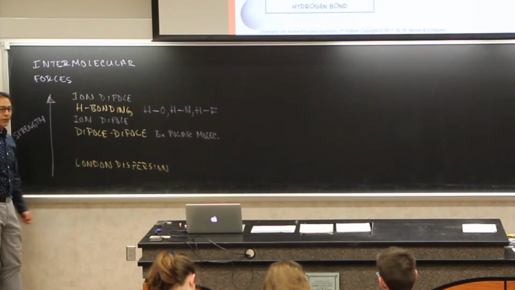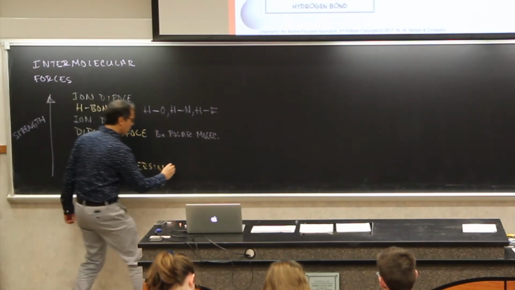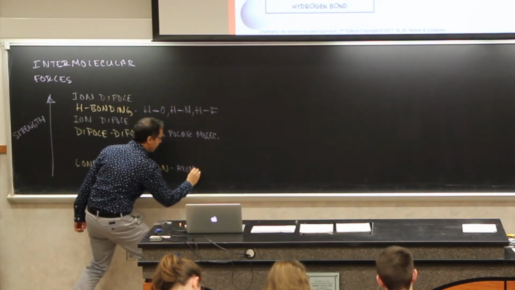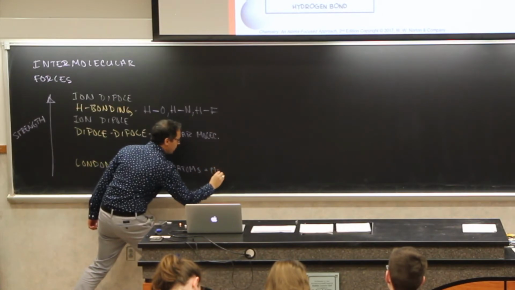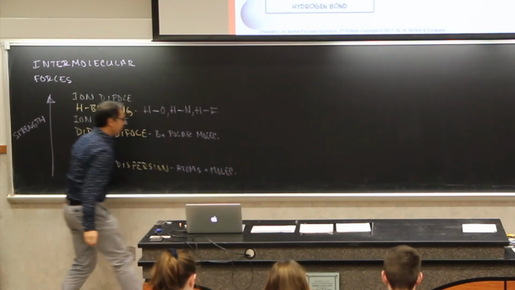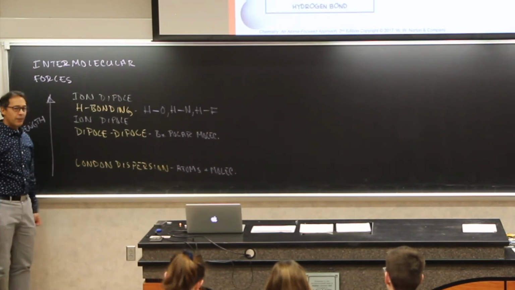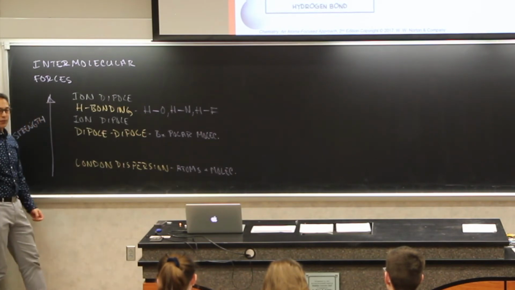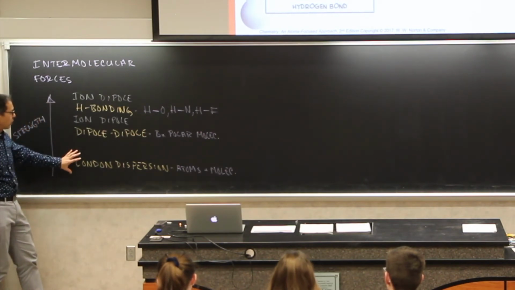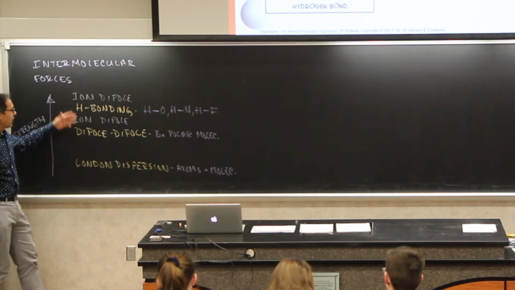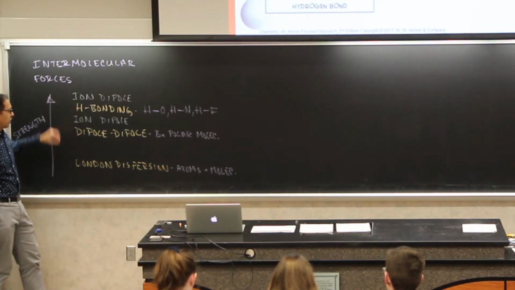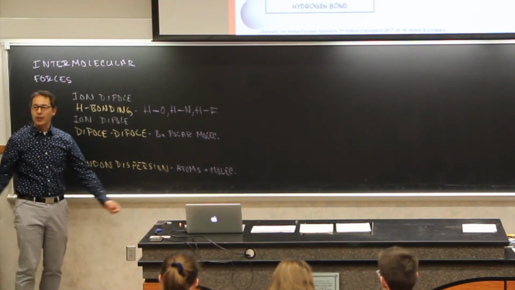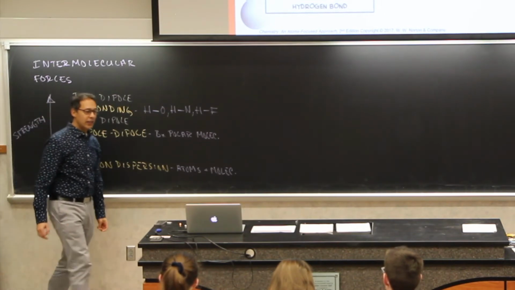And then London dispersion forces. These could be atoms or molecules. If you remember from the last time we got together, the bigger the atom or the bigger the molecule, the more London dispersion forces. And these London dispersion forces are weak. Dipole-dipole are stronger, and hydrogen bonding is the strongest of the intermolecular forces. So that's kind of a review. That is everything we talked about the last time we got together in a nutshell.